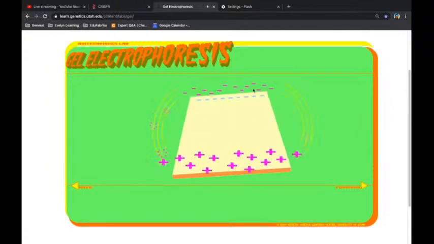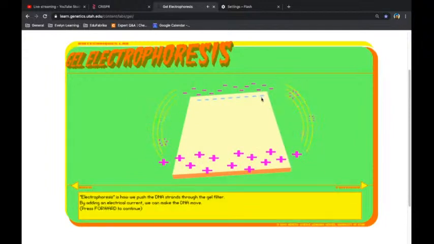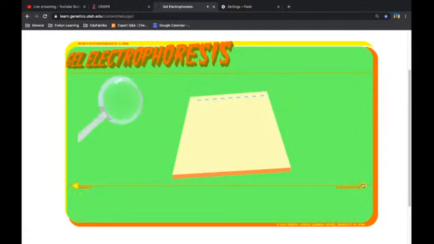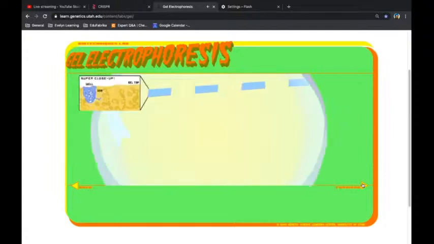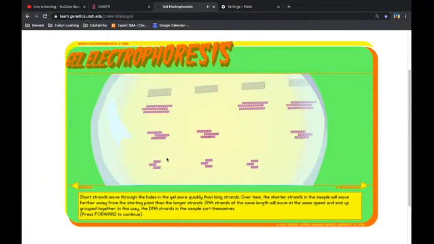And one side is negative, one is positive. As your DNA is negatively charged because of the phosphate groups, it will move towards the positive side. So your DNA is moving within these holes. So your DNA got separated according to the size within each different sample.